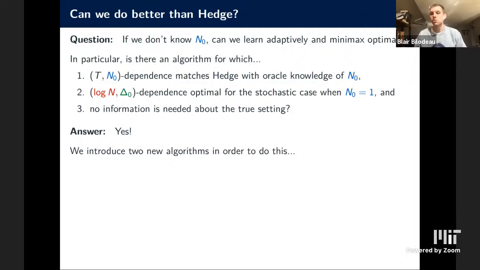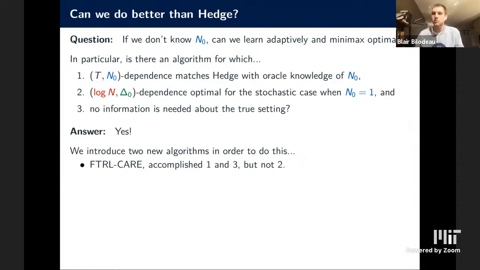And we introduced two new algorithms to do this. The first of these algorithms is the workhorse, and then the second is just going to modify it a bit in order to make sure it's optimal everywhere. The first we call FTRL-CARE, which I'll explain in a minute. What this does is it achieves the optimal dependence on n0, and it does so without having to know which setting it's living in.